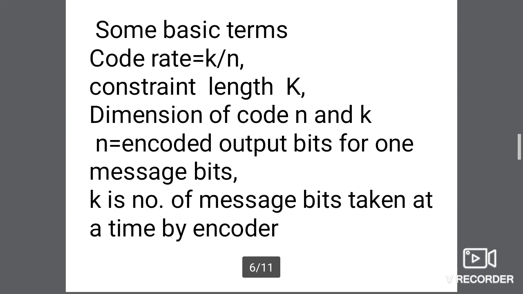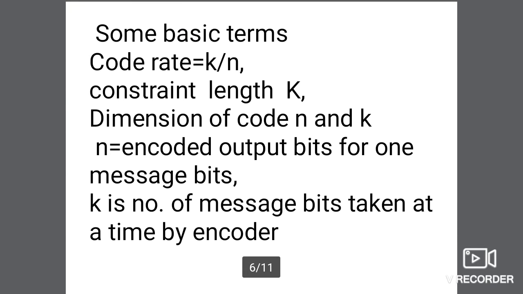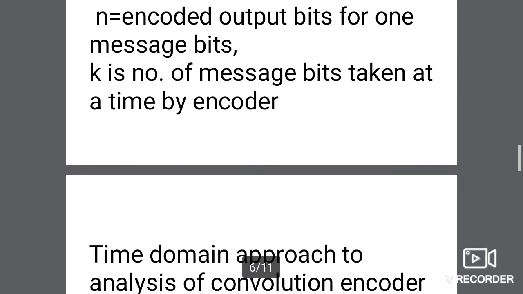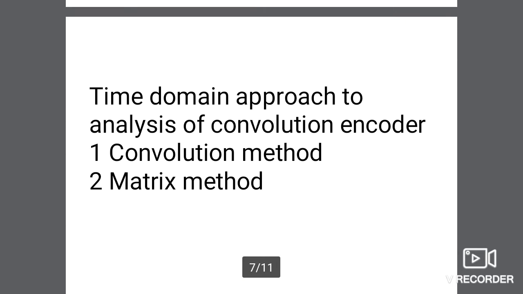Some basic terms for convolution code: first is the code rate. It is r, equal to k upon n, which is 1 upon 2 in this case. Second is the constraint length K, which is 3 here, and the dimension of the code is n and k. n is the encoded output bits for one message bit, and k is the number of message bits taken at a time by the encoder.